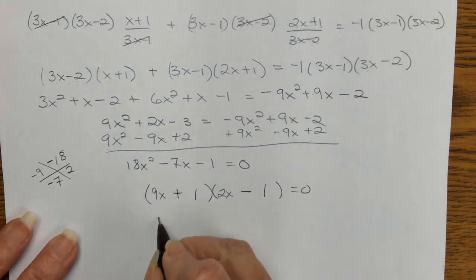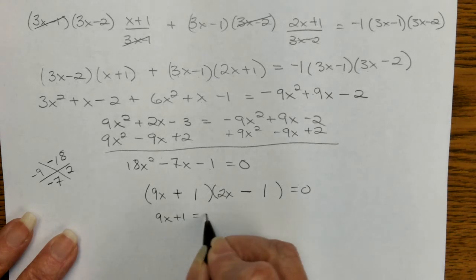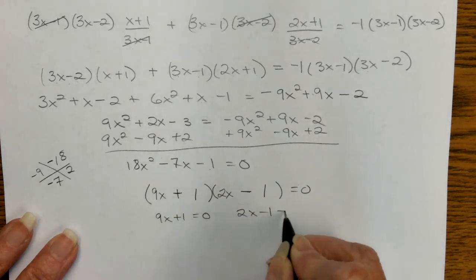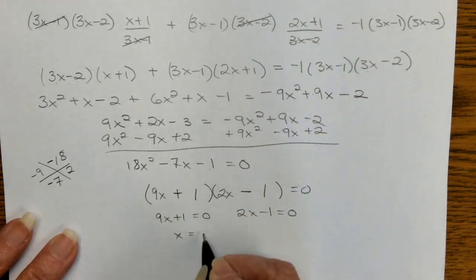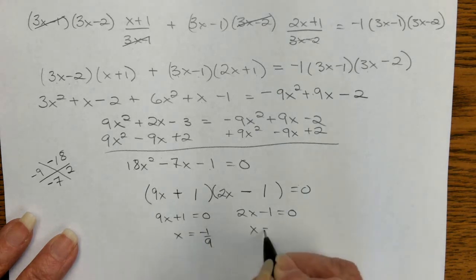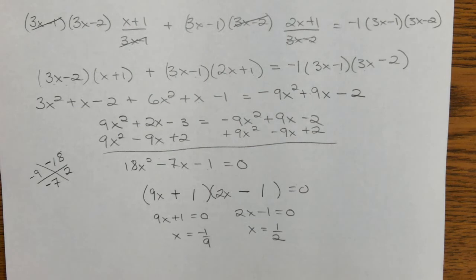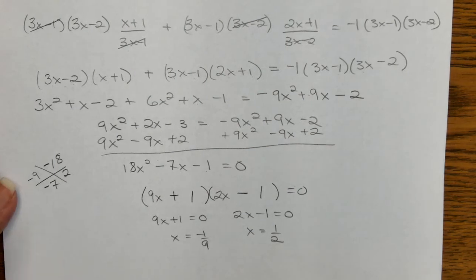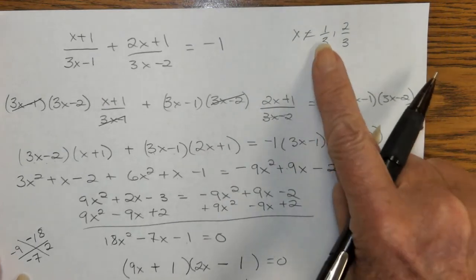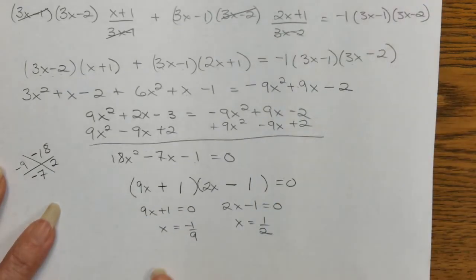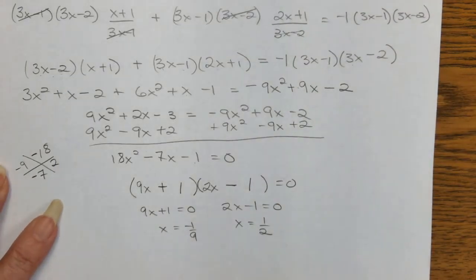I can set each one equal to 0 and solve and get x equals negative 1/9, x equals 1/2, and then check back up at the top to make sure neither one of those is the one that I don't want. Well, I didn't want 1/3 or 2/3. Neither one of these is 1/3 or 2/3, so they're both valid solutions.